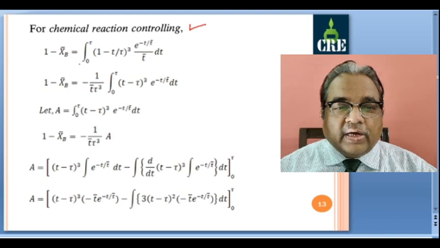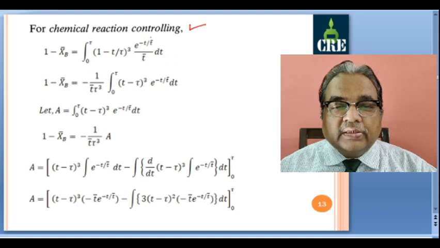We know 1 minus xb bar is equal to the integral from 0 to tau of (1 minus t by tau) whole cube into capital E dt, where E is the exit age distribution function and it is represented as e raised to minus t by t bar divided by t bar. When gas film diffusion was controlling, this bracket was 1 minus t by tau only. This cubic term is because of the change in resistance, that is chemical reaction controlling, and that we have studied in the kinetics part. Now we have to solve this integral.